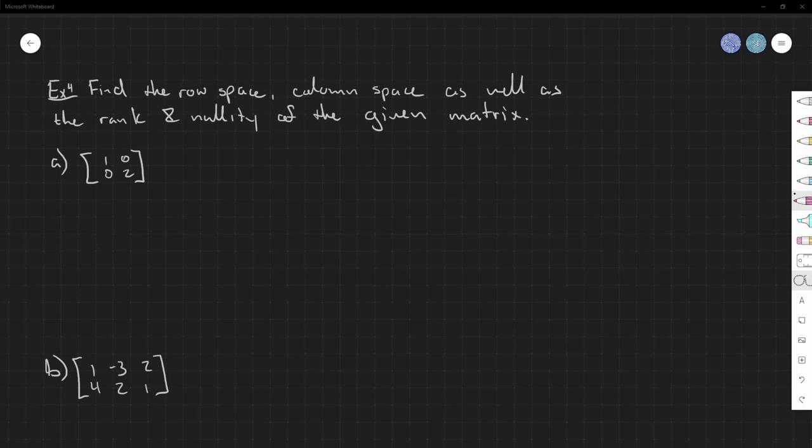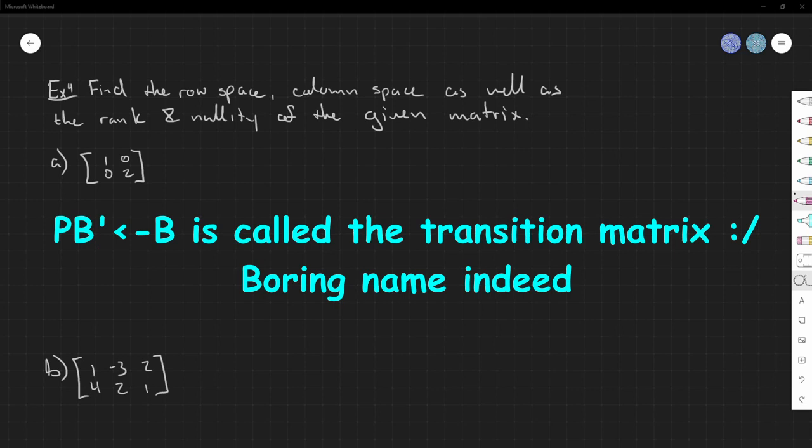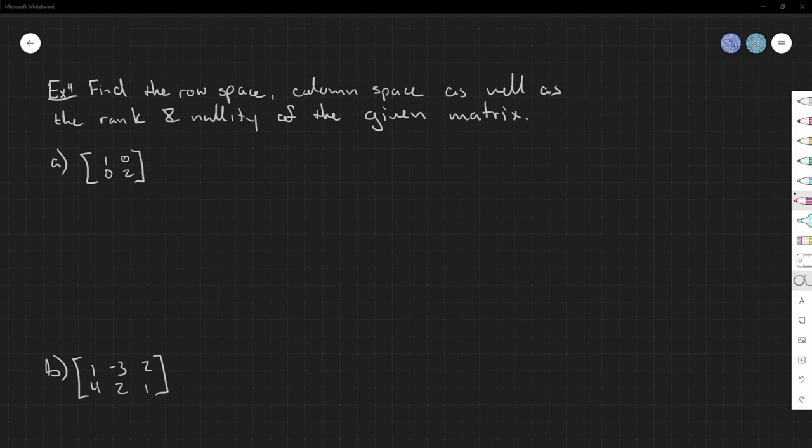Last video we finished change of bases, finding our transition matrix, which is kind of boring. The funner name is a translator, but whatever. So we finished with change of bases, and now we're going to get into the second part of what we discussed in the lecture, and it will be the rank nullity theorem. This is probably going to be like 3 examples because they're straightforward.